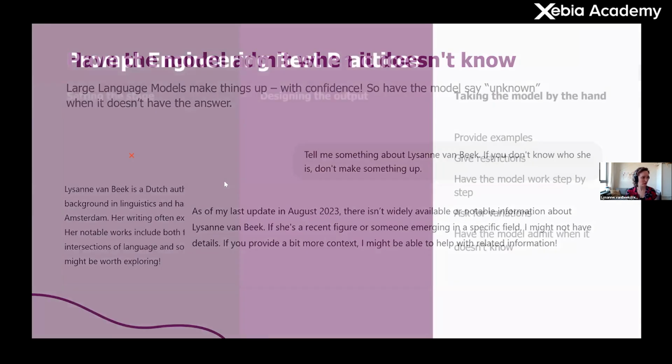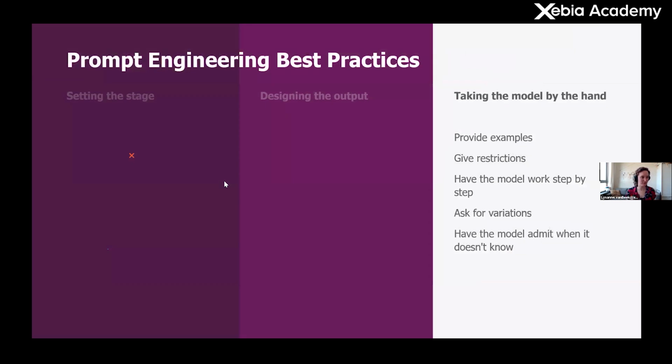Okay, right, we've gone through lots of tips. The final one, taking the model by the hand, we saw providing examples instead of writing things out, giving restrictions, for example, 2 paragraphs, having the model work step by step, for example, with the strawberry example, asking for variation, and having the model admit it when it doesn't know.